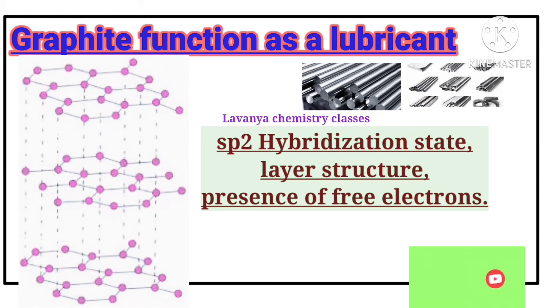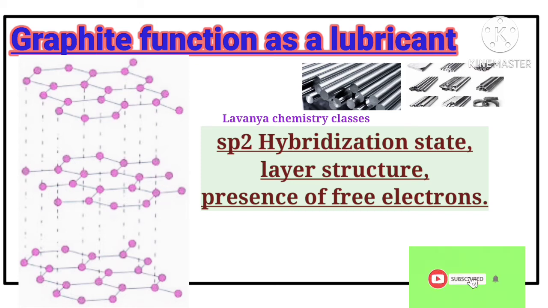Although graphite is non-metallic in nature, it still possesses a metallic luster. Luster means brightness. It is insoluble in ordinary solvents, and graphite is a good conductor of heat and electricity because of the presence of one free electron on each carbon atom. So graphite works as a lubricant as well as a conductor.